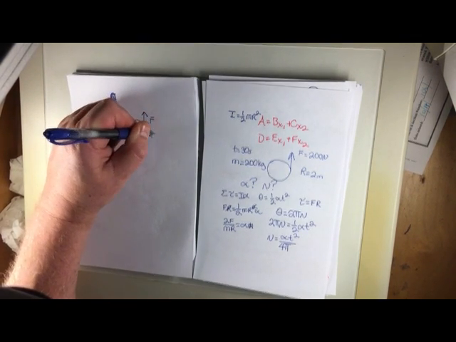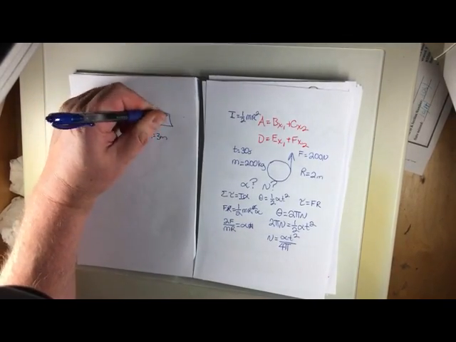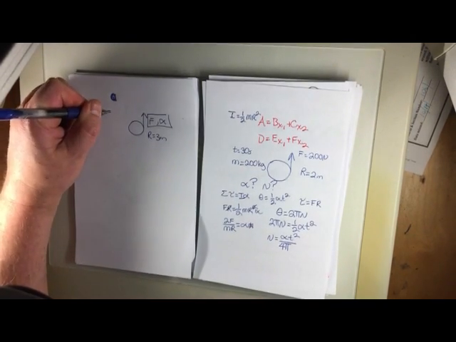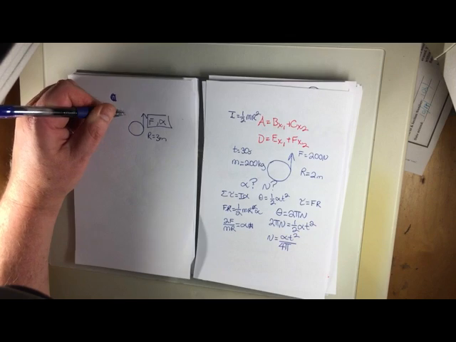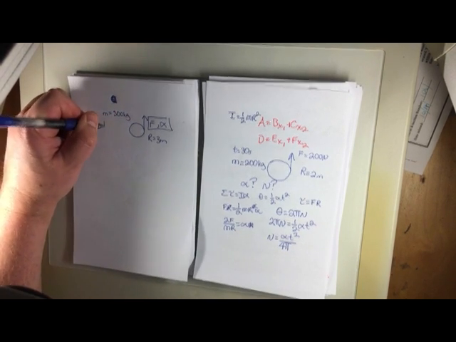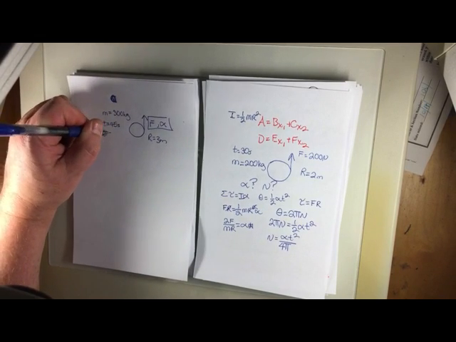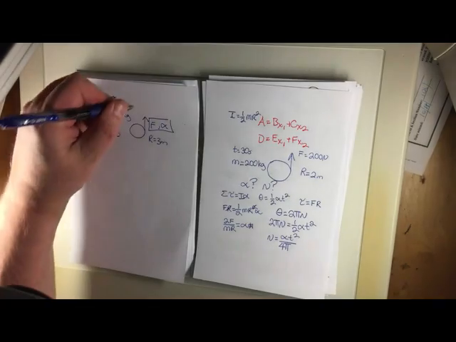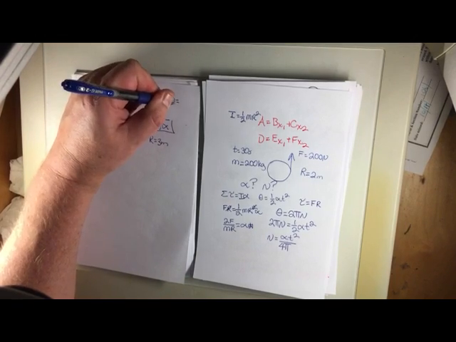That's F. The radius is 3 meters. I'm looking for F and alpha. The mass is 300. The time is 45. The number of rotations is 45 as well. I'm looking for force and I'm looking for alpha. And it's safe to assume in both cases omega naught is equal to 0 and theta naught is equal to 0.